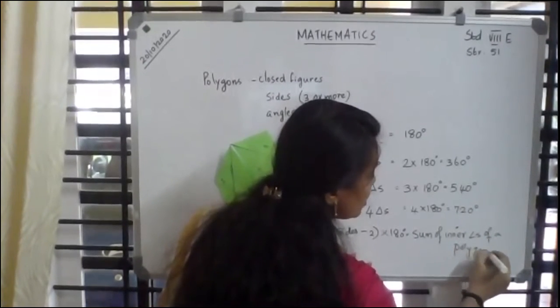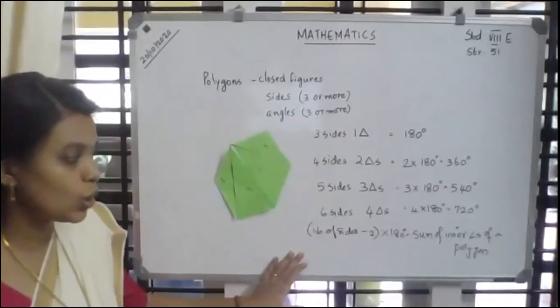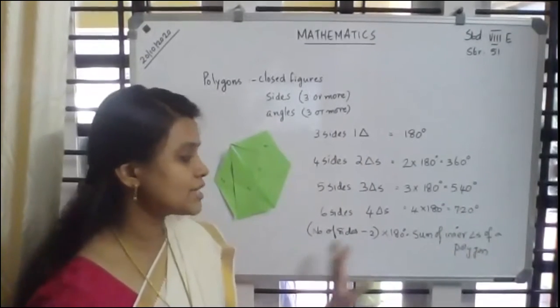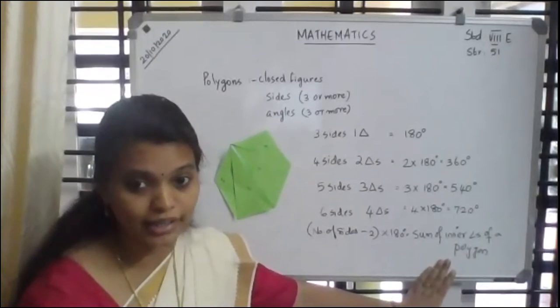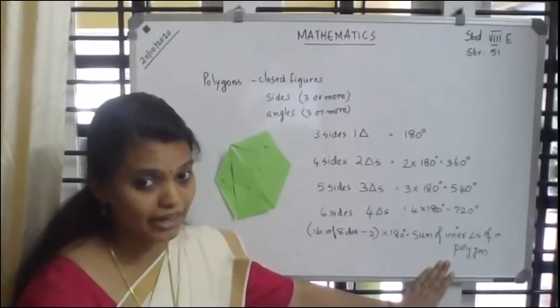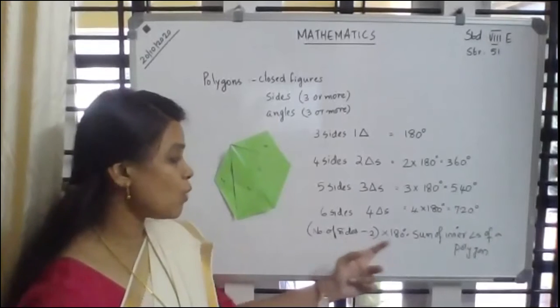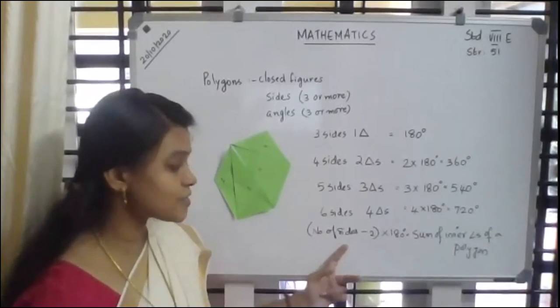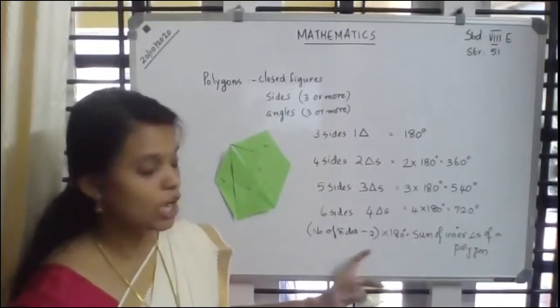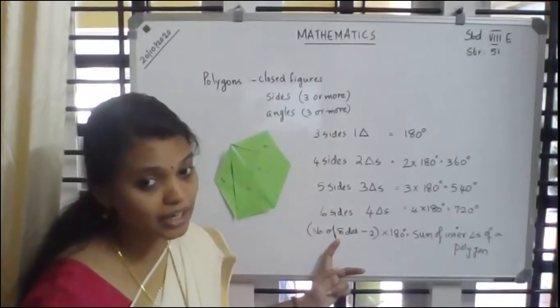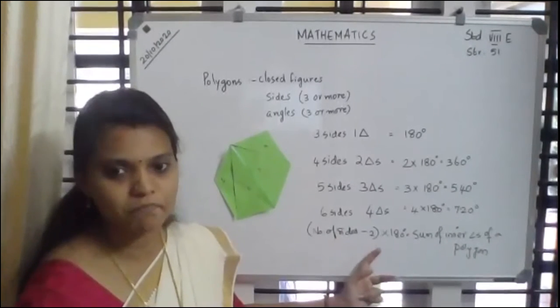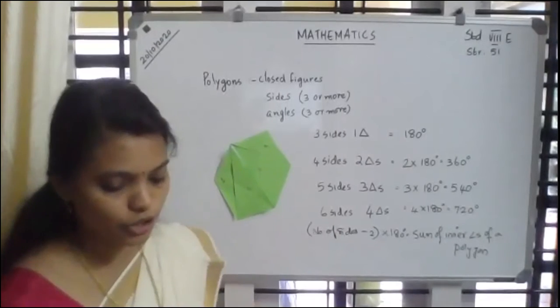You understood the formula? So, please write it in your notebook. The sum of the inner angles of a polygon can be found by multiplying 180 with the number of sides minus 2, or the number of triangles. The number of triangles is got by number of sides minus 2. Please write it in your notebook.